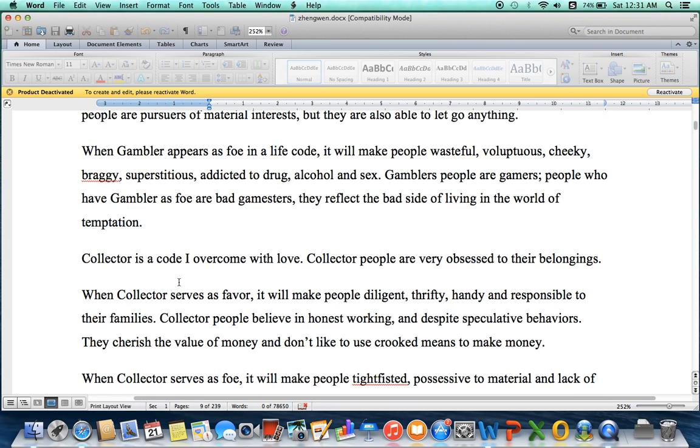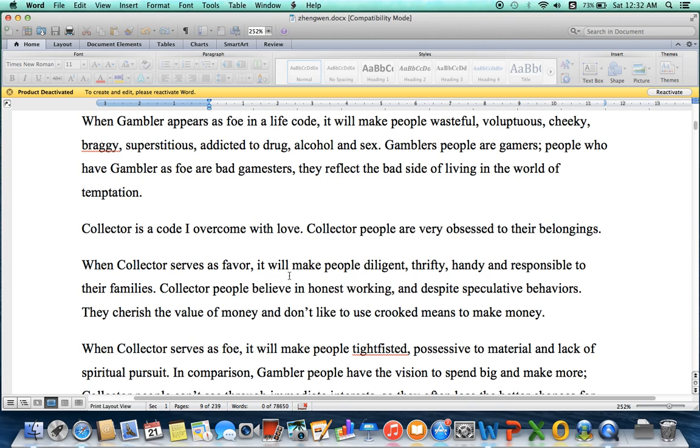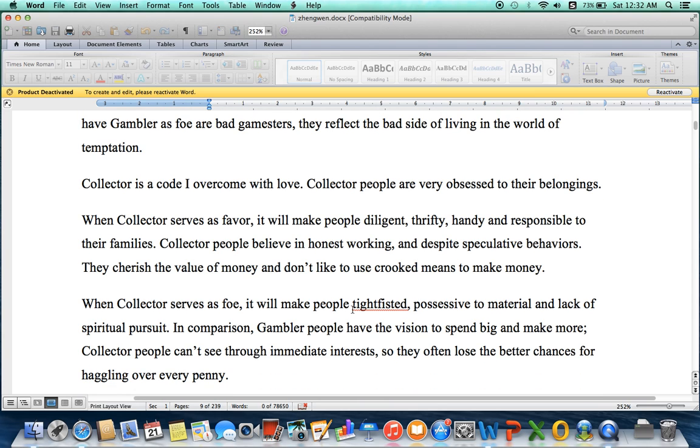And collector is I overcome with love. For example, if I'm a wood, my collector would be earth, with the opposite sex to me, the self code. Collector people are very obsessed with their belongings. When it serves as favor, it will make people hardworking, handy, and very responsible to their families, and believe in honest work, despite the risk-taking behaviors. They cherish the value of money and don't like to use crooked ways to make money. So they like to make money with their hands.